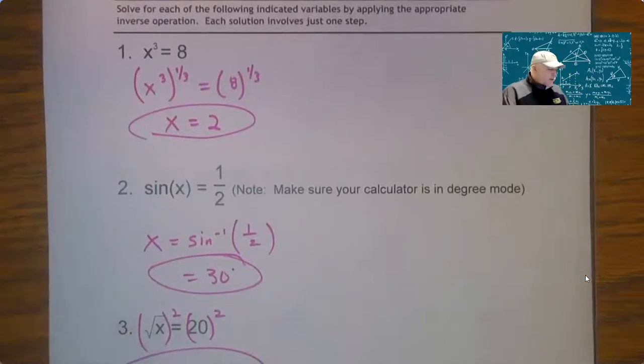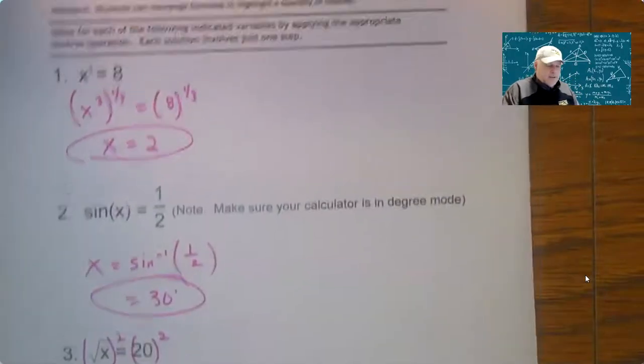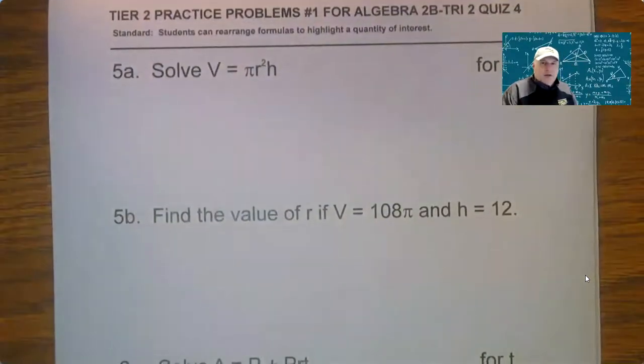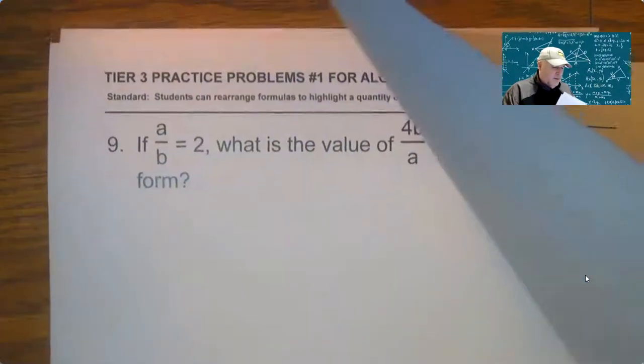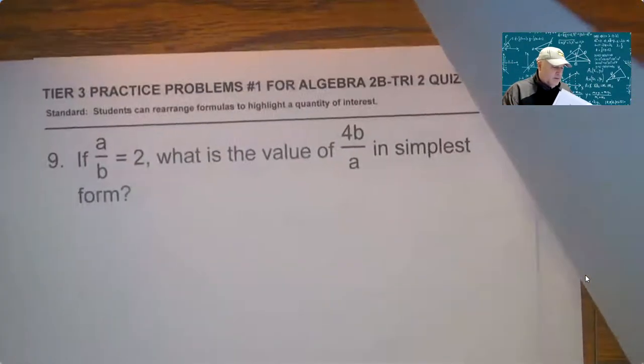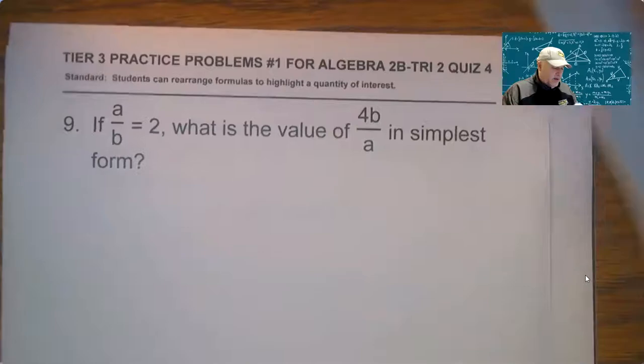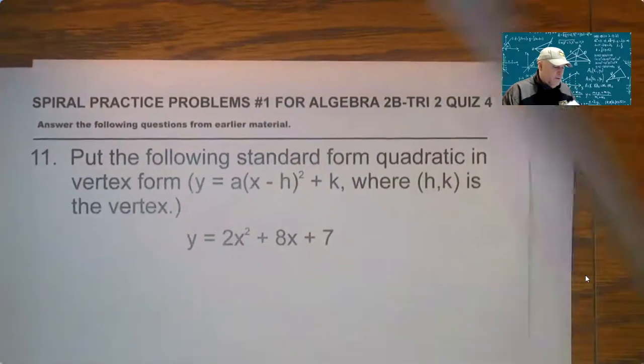So that's what I meant on that second page of notes, how that's going to tie into this. It's really pretty simple once you get it. Okay, and then you're going to have a couple of pages of formulas to do, and then your tier 3 questions, and then your 2 spiral questions.